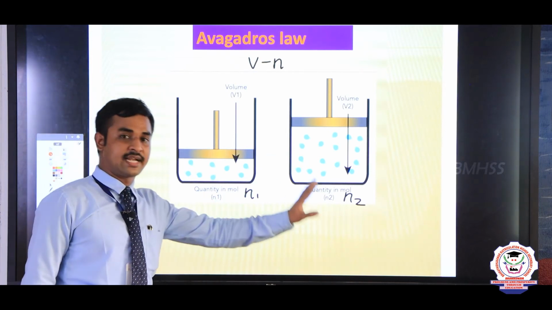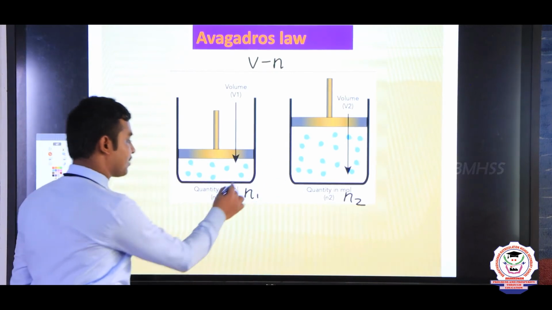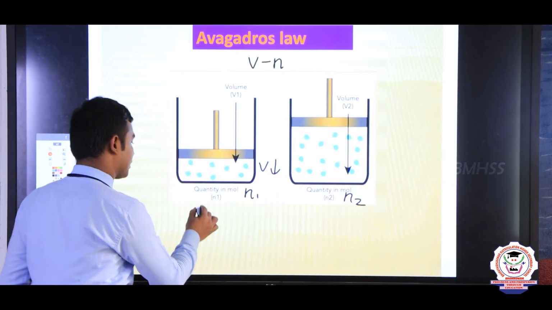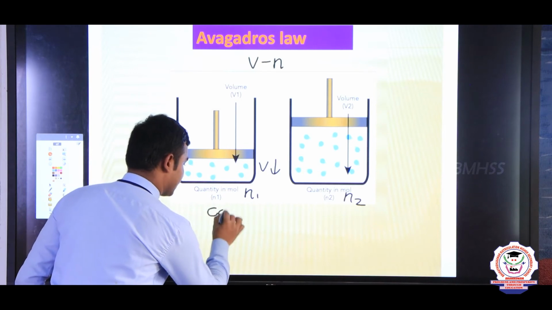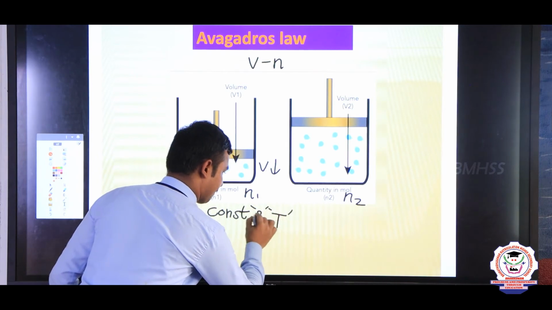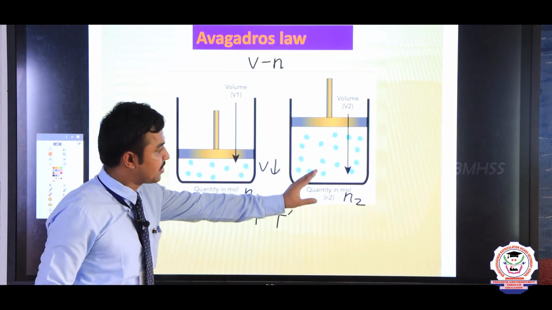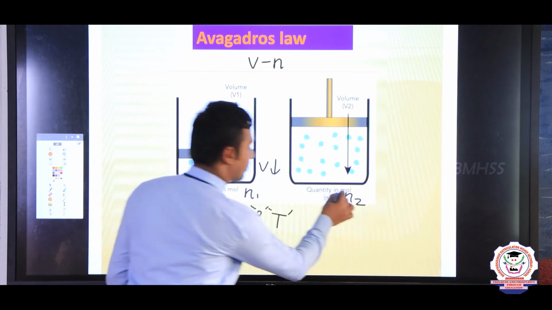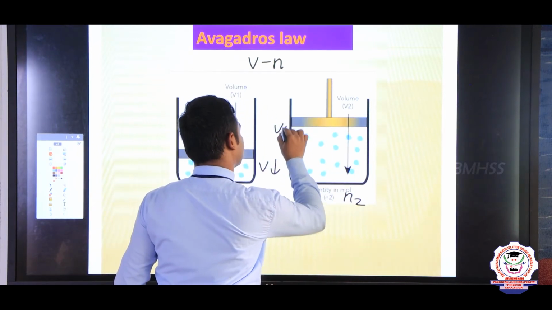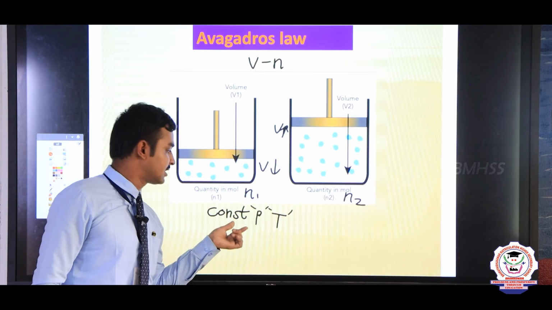You can see the second container contains a larger number of moles than the first container. The first container contains fewer moles, so the volume also decreases. Why does the volume decrease? Because they are maintained at constant pressure and constant temperature. To maintain the constant pressure, the volume decreases. The same constant pressure is maintained in the second container, but the number of moles of gas molecules is increased, so the volume also increases.